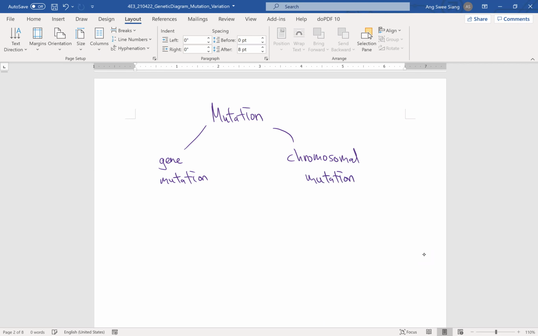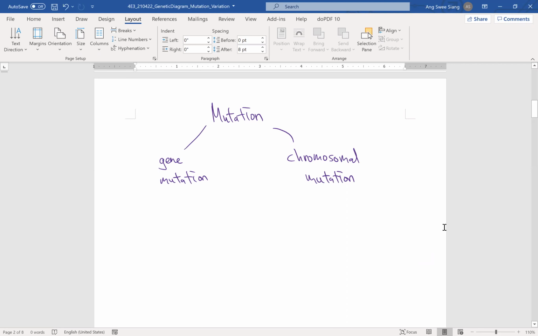Do you have any idea what mutation is? Dylan, you were trying to say something? Anyone have any idea what mutation is? A strange change in the body? Close enough, but it's not a strange change. Actually, mutation is quite common. Genes don't get destroyed all the time. So mutation is a change in our DNA.